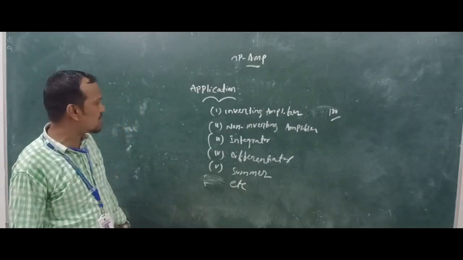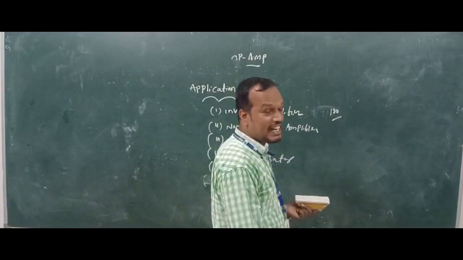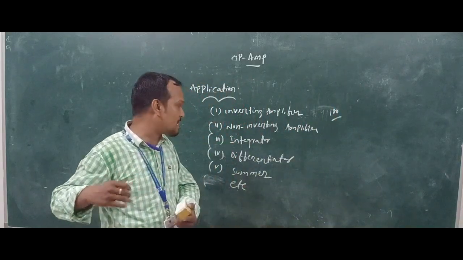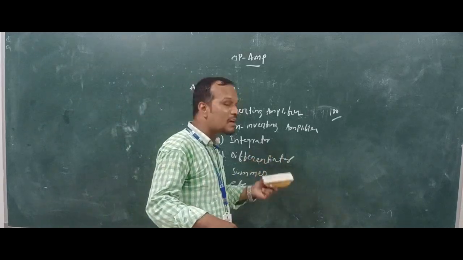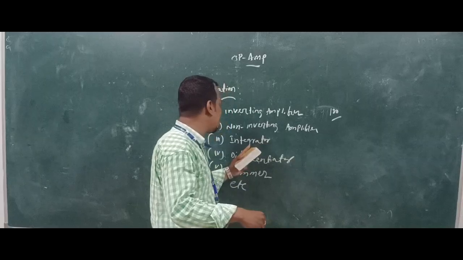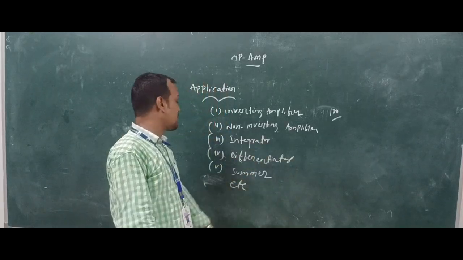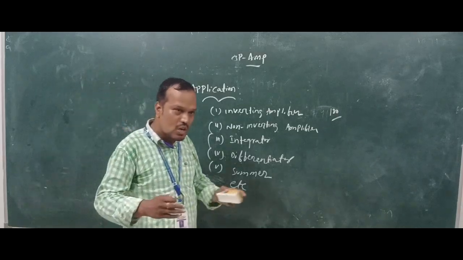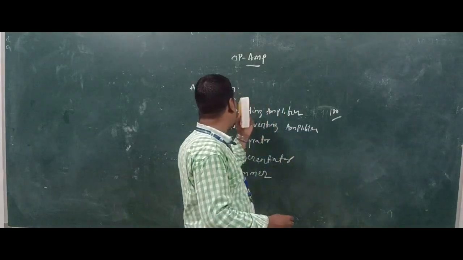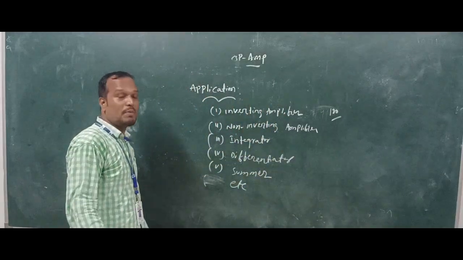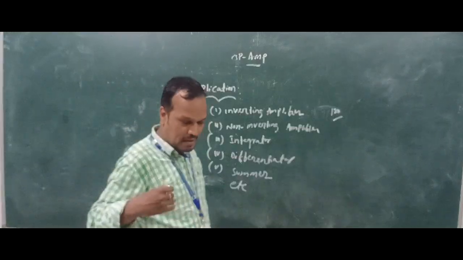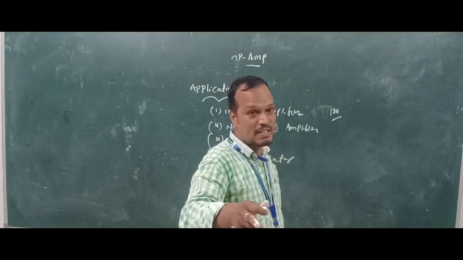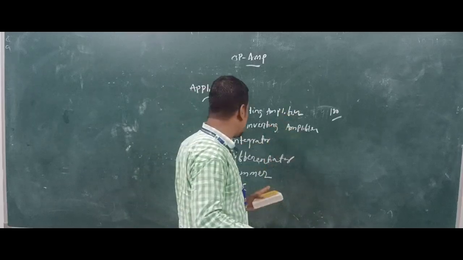The third application is integrator. An integrator is an electronic circuit used for mathematical integration, that is, if you want to obtain the value of an integral, we use the integrator. The fourth application is differentiator, used for differentiation. If you want to differentiate the input voltage, we may use this application of the op-amp. The fifth one is summer. If you want to apply a number of inputs simultaneously at a time, connected with the help of the inverting concept, then that is called a summer.